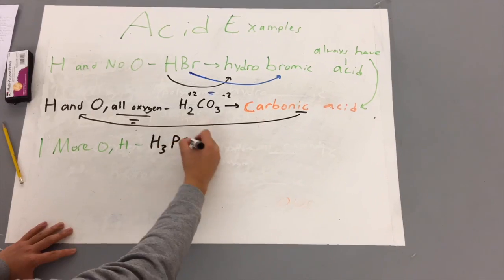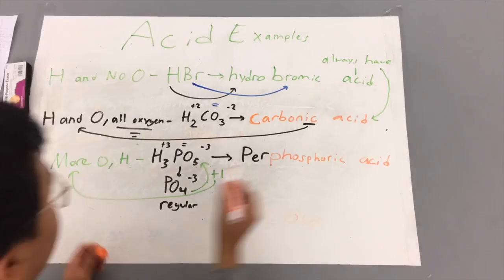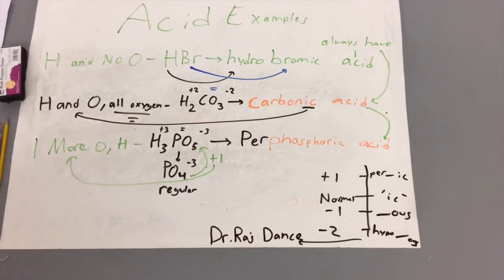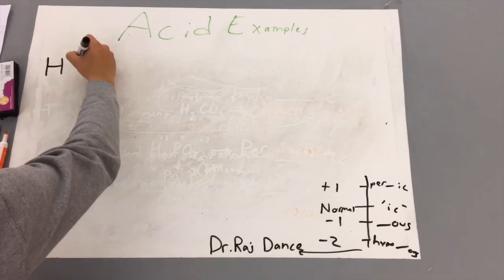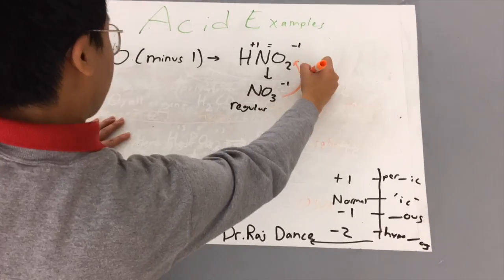It can be difficult to remember these rules, and we haven't done all of the examples yet. However, if you pay attention to the bottom right corner, you will see a handy illustration that can help you. You have normal, ic, plus 1 per blank ic, minus 1 is blank us, and minus 2 is hypo blank us. Or you can always think of Dr. Raj's dance.